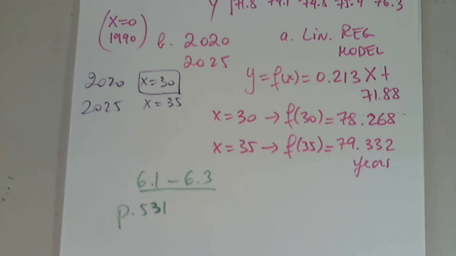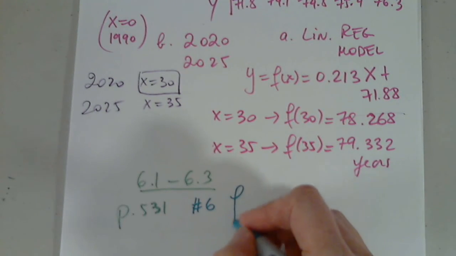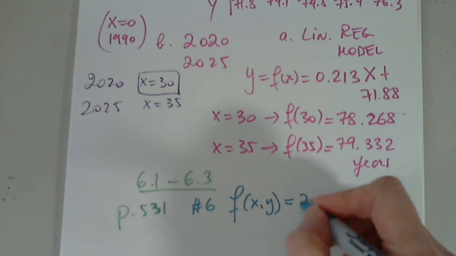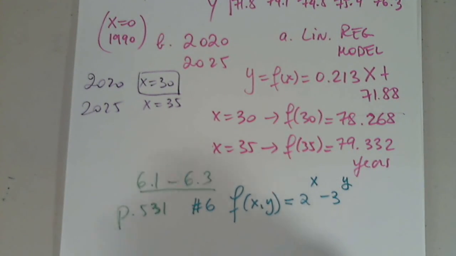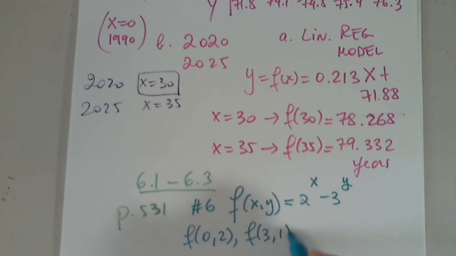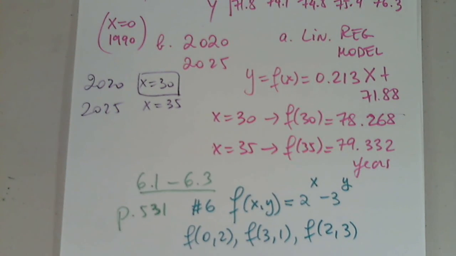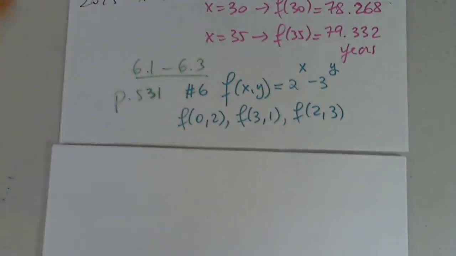So let's say problem 6. We're given a function of two variables, x comma y, and we are told that this is 2 to the x minus 3 to y, and we're asked to find several values. So we're asked to find f of 0 comma 2, f of 3 comma 1, and f of 2 comma 3. And this is not a big deal at all.